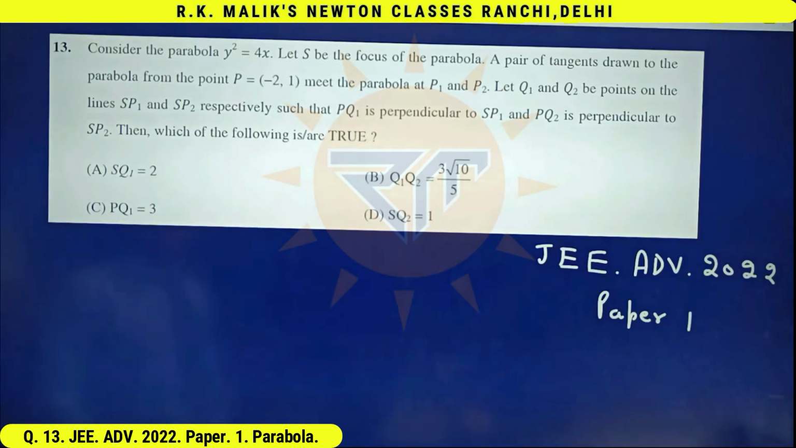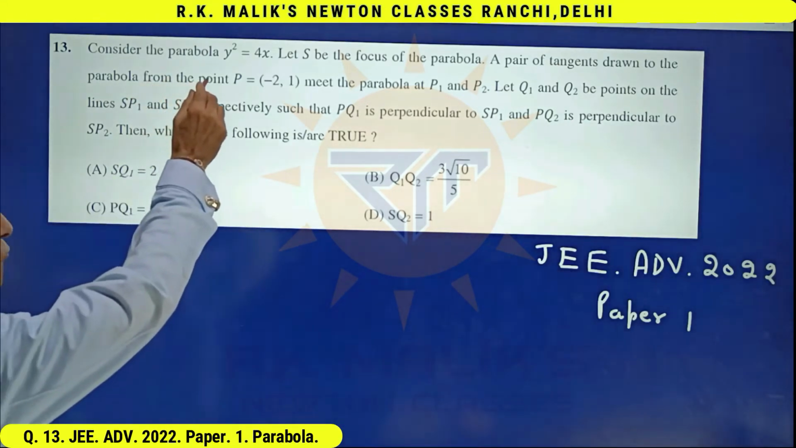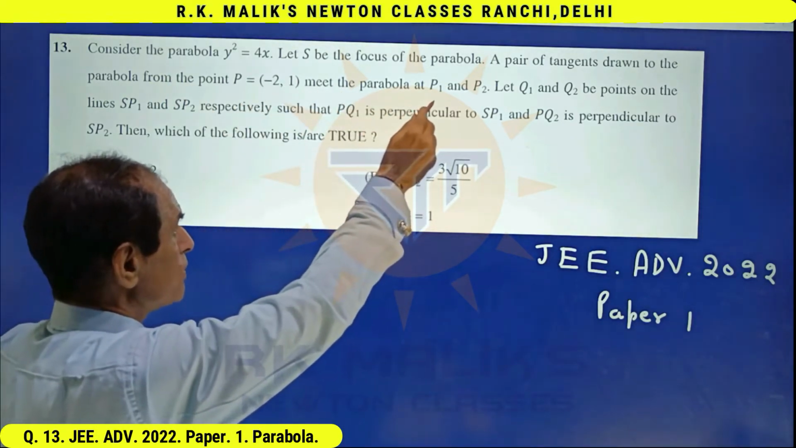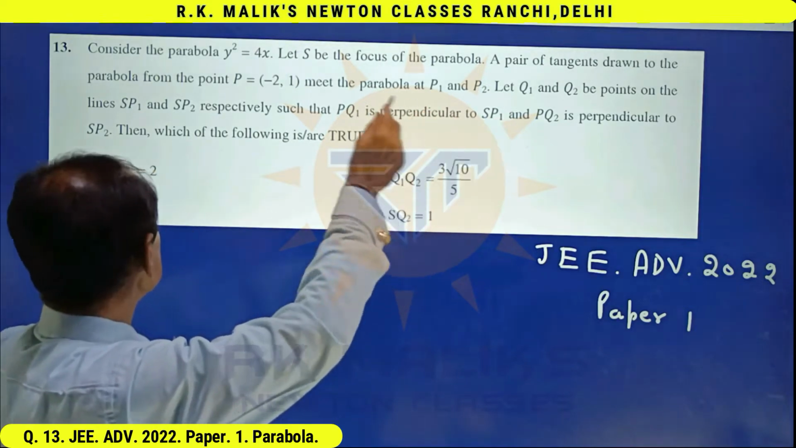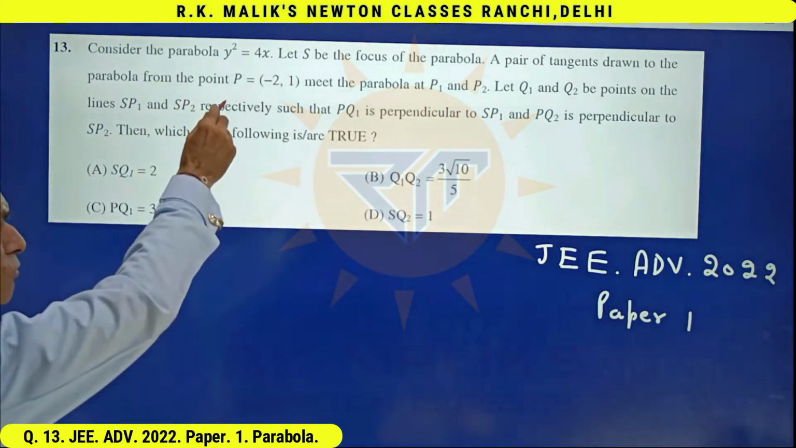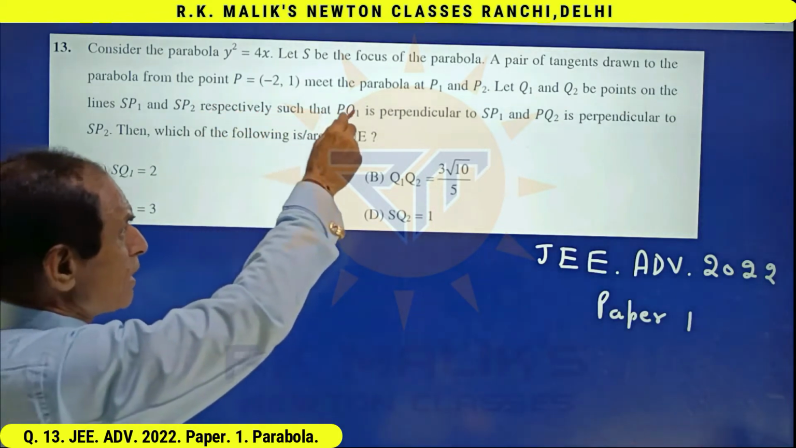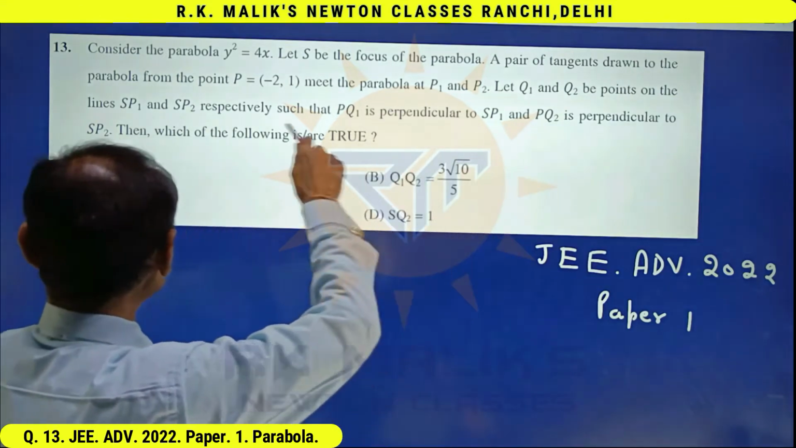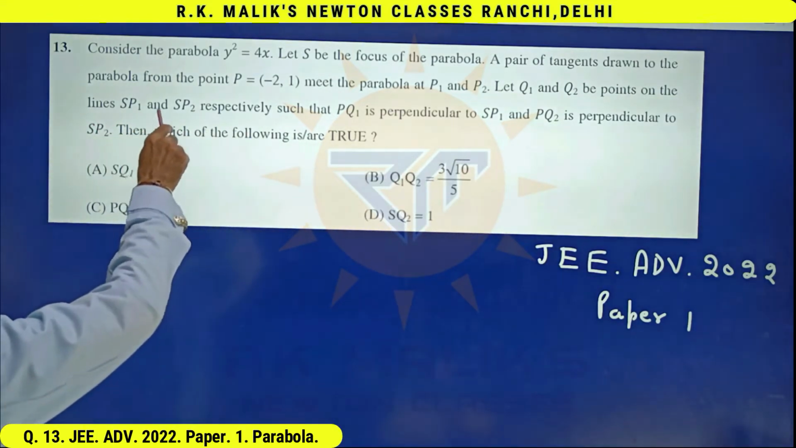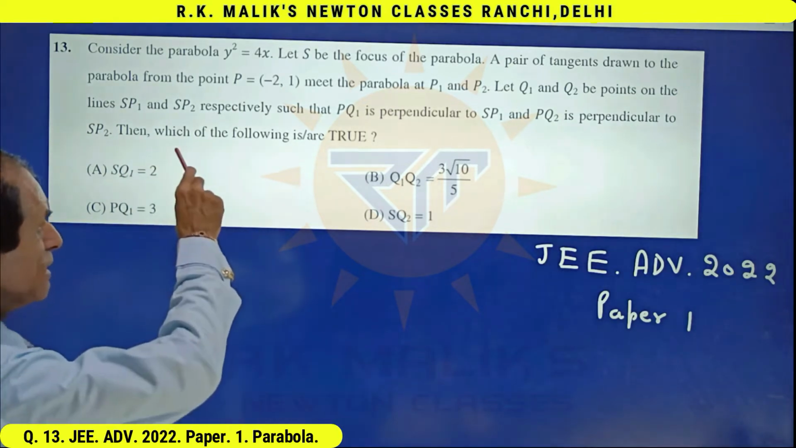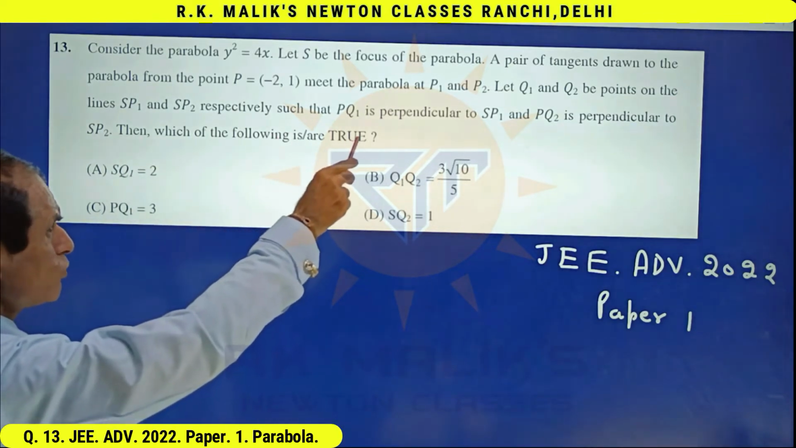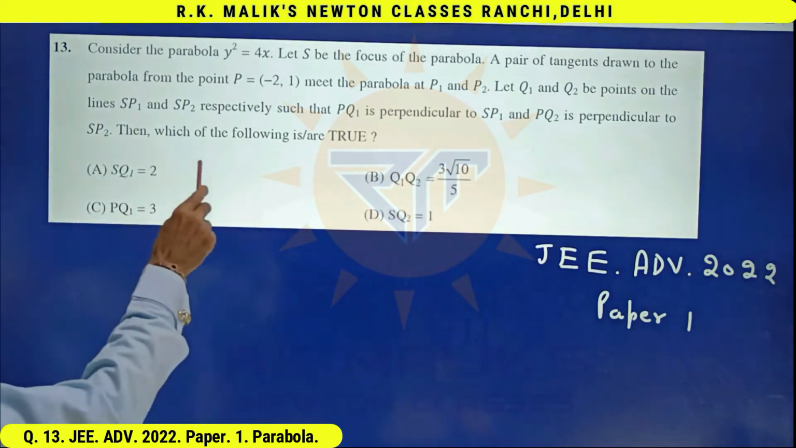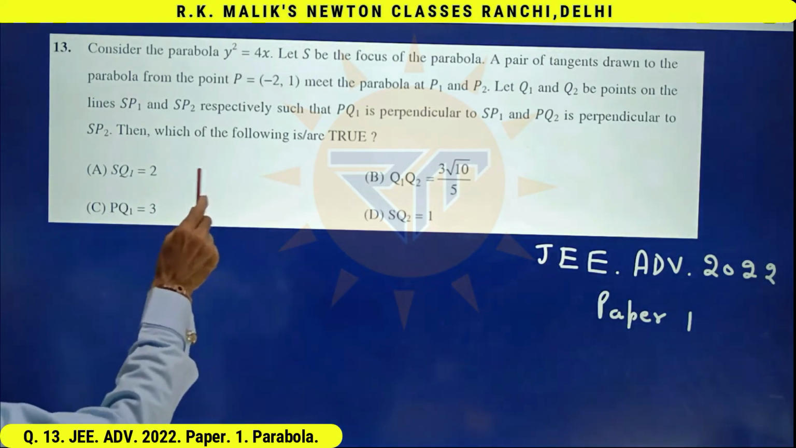In this question, it is given: consider the parabola y square equal to 4x. Let S be the focus of the parabola. A pair of tangents drawn to the parabola from the point P equal to minus 1 meets the parabola at P1 and P2. Let Q1 and Q2 be the points on the lines SP1 and SP2 respectively, such that PQ1 is perpendicular to SP1 and PQ2 is perpendicular to SP2. Then which of the following is/are true?